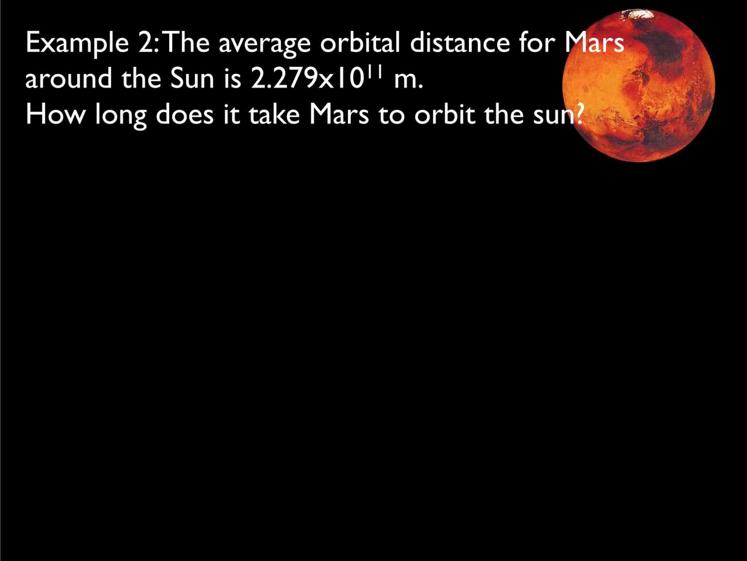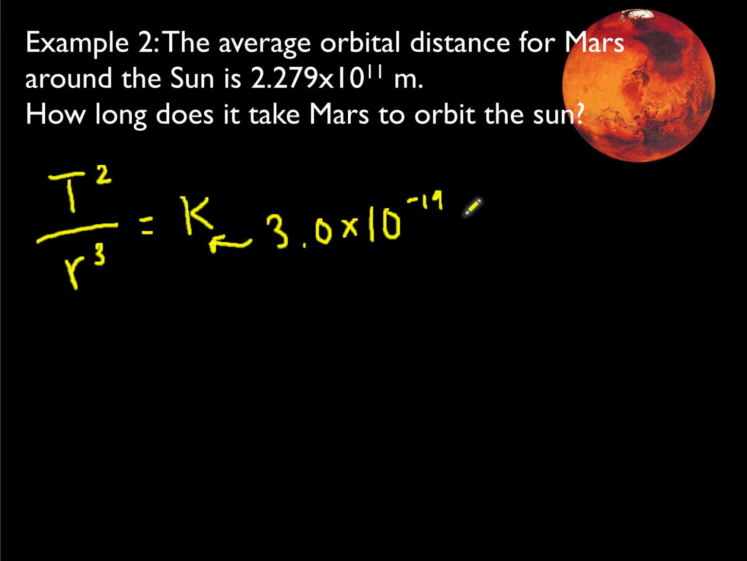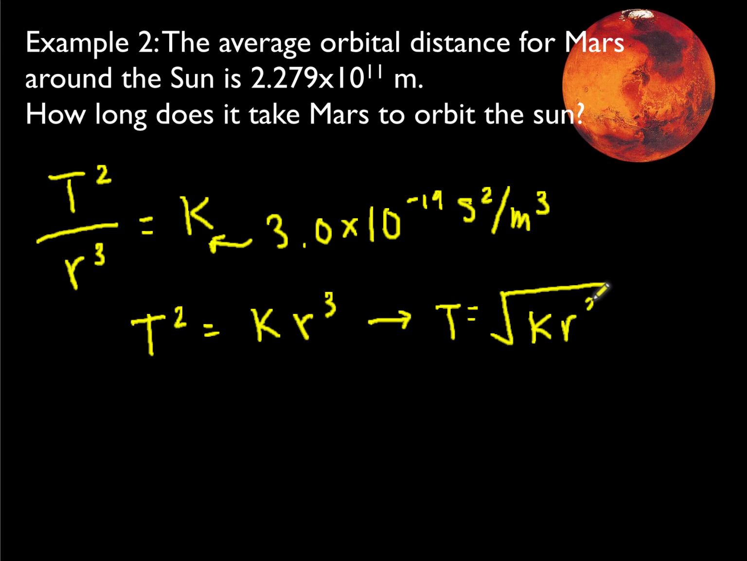The average orbital distance for Mars around the Sun is 2.279 times 10 to the 11 meters. How long does it take Mars to orbit the Sun? Again, t squared over r cubed equals k, but the k value, because it's still orbiting the Sun, is the value we found in the previous example, 3.0 times 10 to the negative 19 seconds squared per meters cubed. We can rearrange this to be t squared equals k r cubed. So t equals the square root of k r cubed.